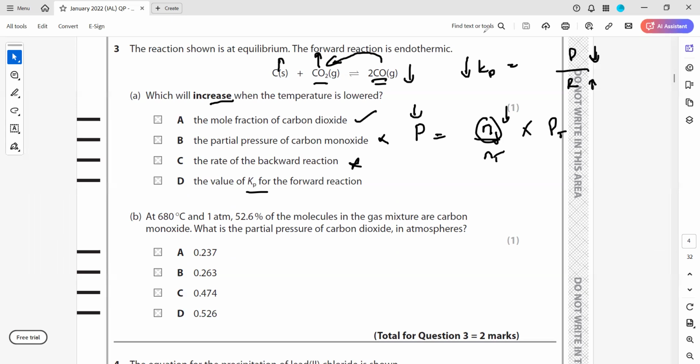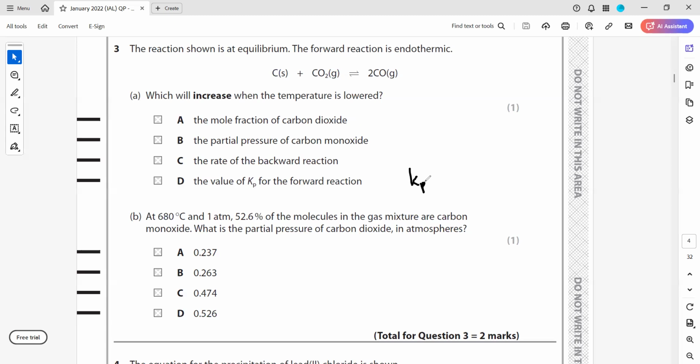Because we will have more reactant and less product, the pressure of the product will decrease and the pressure of the reactant will increase. Kp is the ratio between the partial pressures of the product and the reactant. Kp is the pressure of carbon monoxide squared divided by the pressure of carbon dioxide.